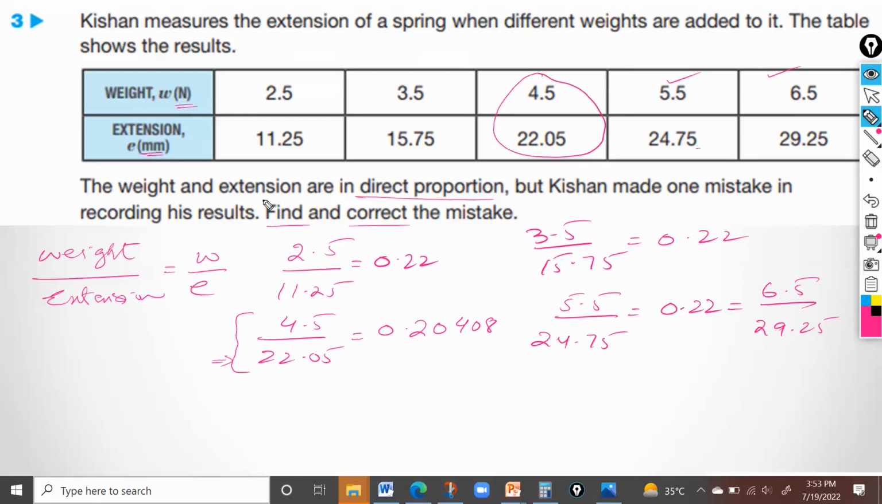So first of all, we found which reading is wrong. Now, how to correct the mistake? This is the basic major problem. How do we correct the mistake?